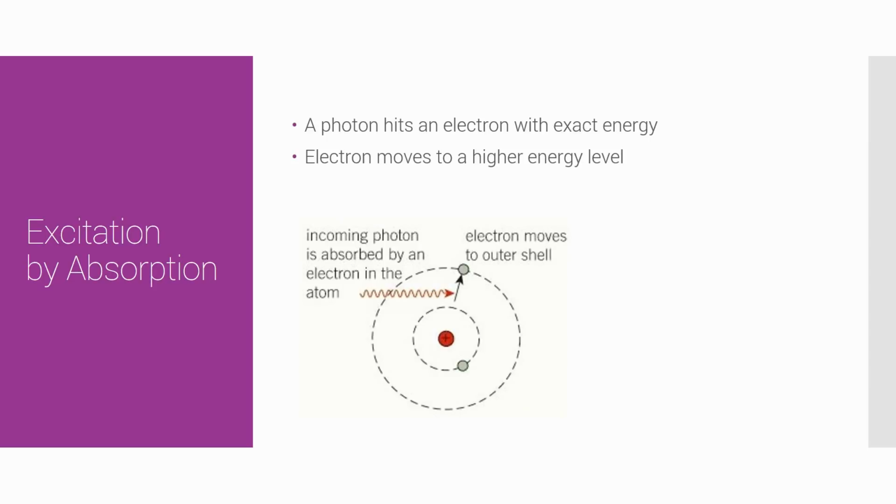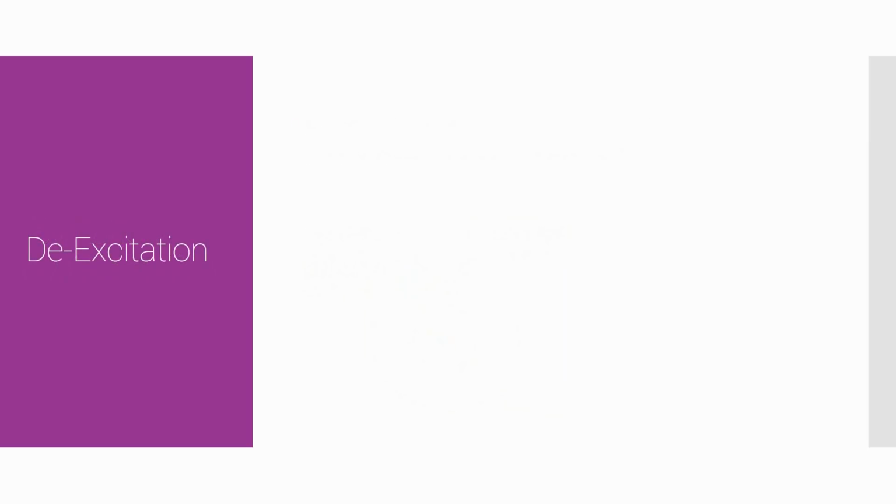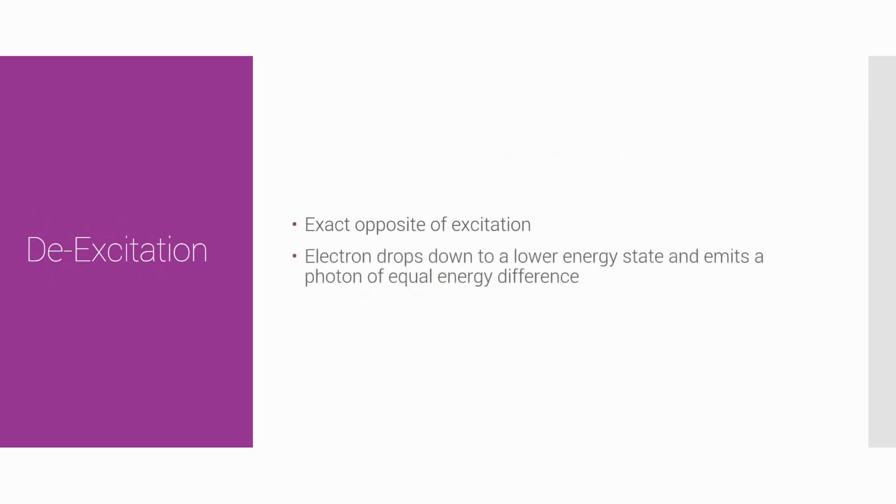But then, of course, we have de-excitation. Now, this is pretty cool. This is obviously the exact opposite of excitation. An electron drops down from an energy level and emits a photon of equal energy difference to however much it's dropped down by.